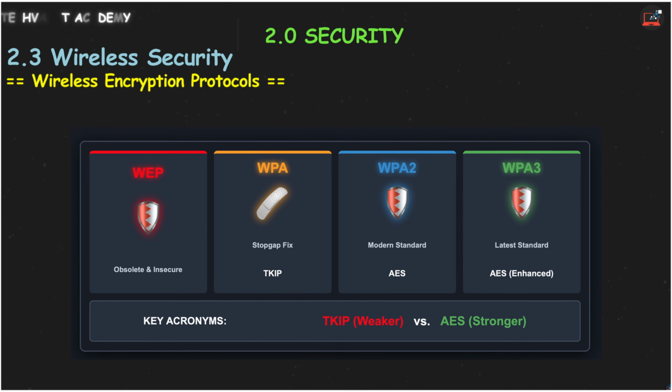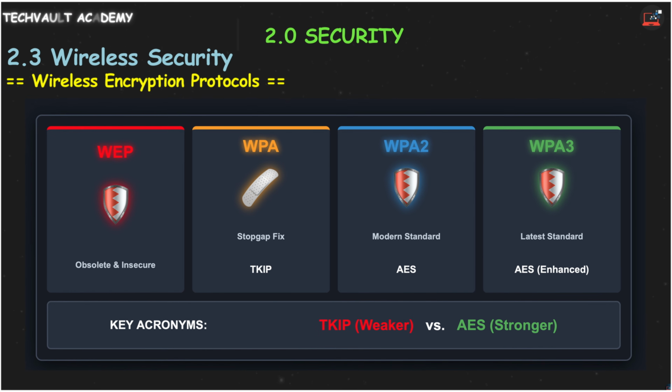Now, for the wireless connection itself, we need protocols and encryption. Wi-Fi has evolved significantly. The original was WEP, which was deeply flawed and is now obsolete. The emergency replacement was WPA, which introduced an encryption protocol called TKIP. TKIP was a crucial stopgap because it could run on older hardware that couldn't handle stronger encryption.